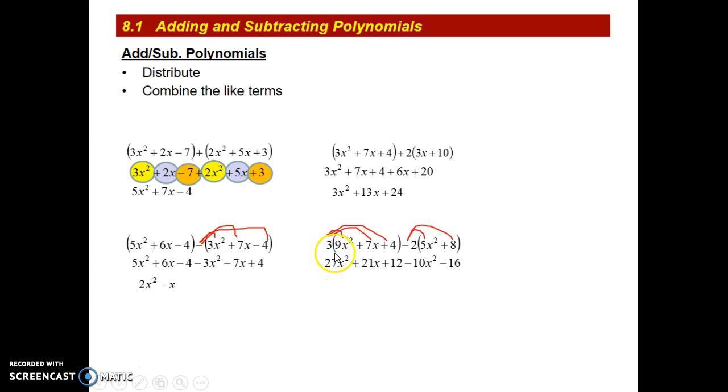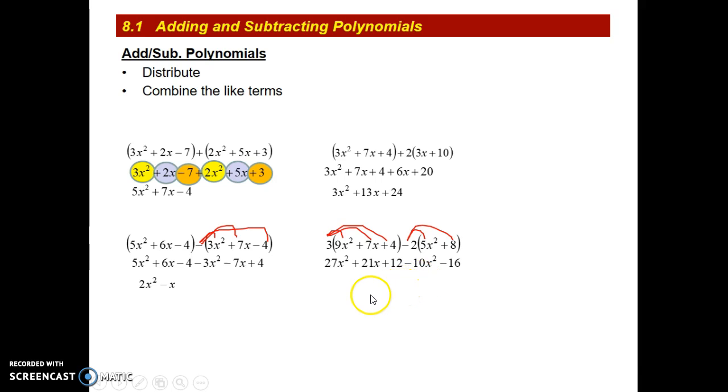So when I do that, 3 times 9 is 27x squared. 3 times 7x is 21x. 3 times 4 is 12. Then we're going to distribute negative 2 times 5 for 10x squared, and negative 2 times 8 for negative 16.